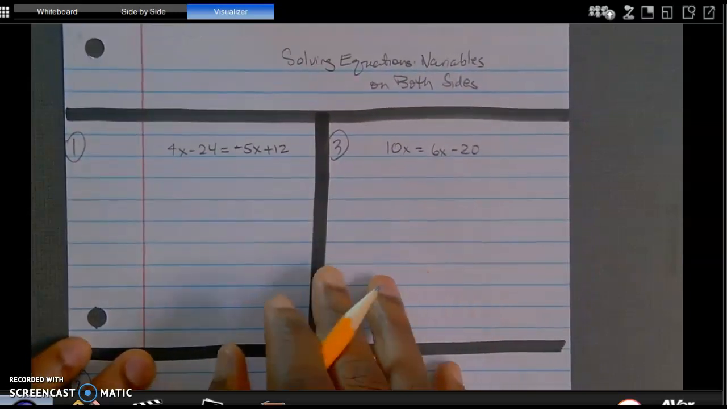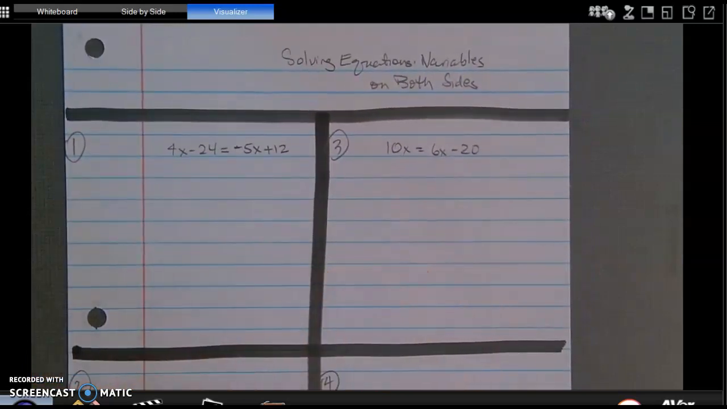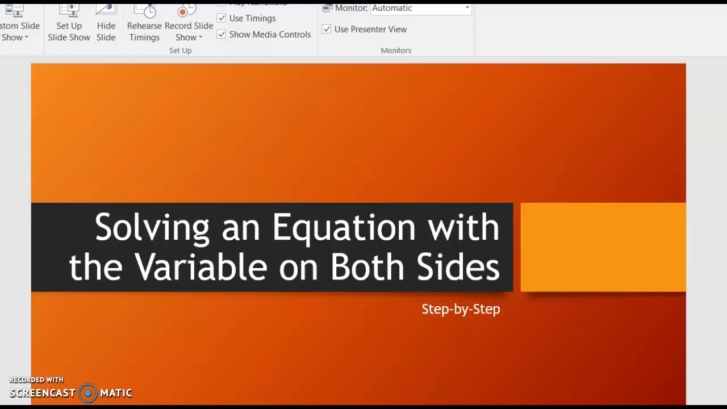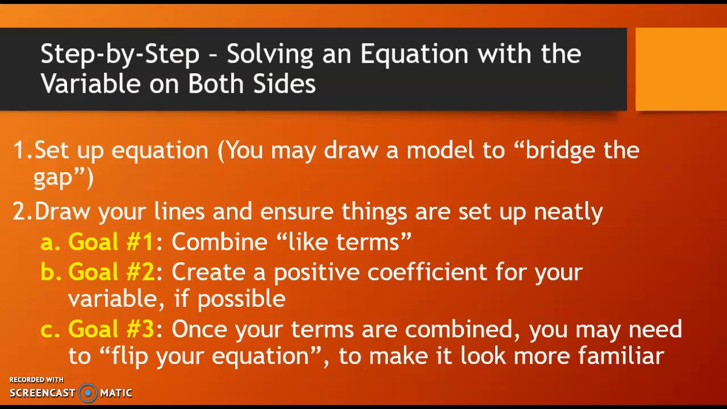Okay, so first things first, let's take a look at a presentation that I've done. This presentation is going to be in reference to how we actually go about solving those equations. Solving equations with variables on both sides is an offshoot, again, of 7th grade material that has already been learned last year. With that said, let's go ahead and take a look at the steps.